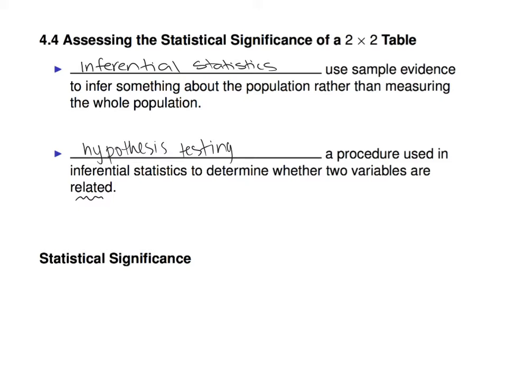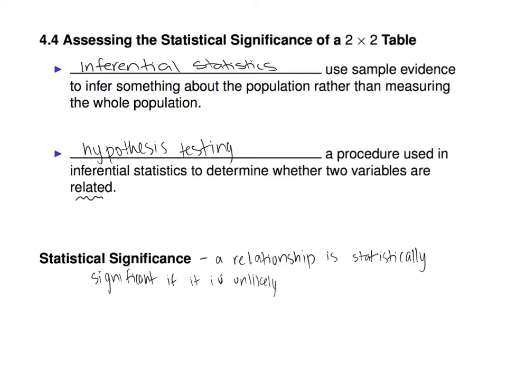And statistical significance, we say a relationship has statistical significance if it's unlikely to have occurred by chance. So a relationship is statistically significant if it is unlikely to have occurred by chance.